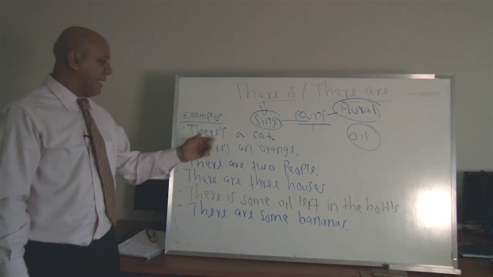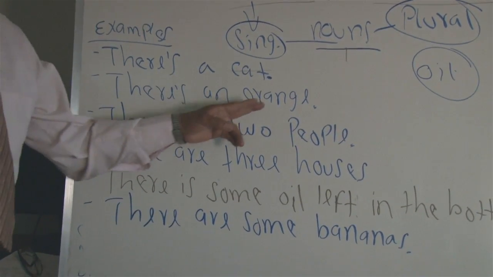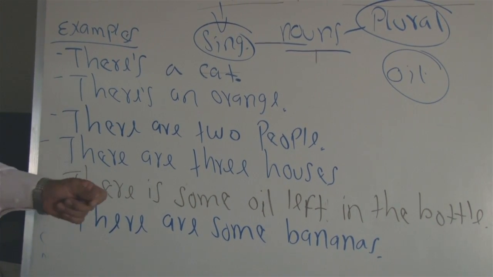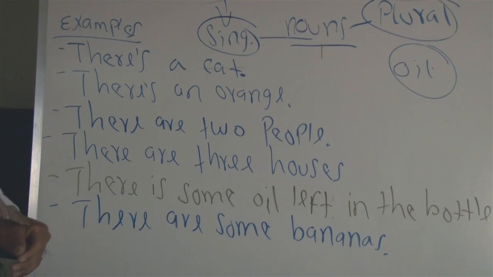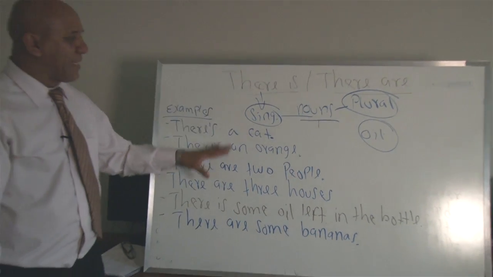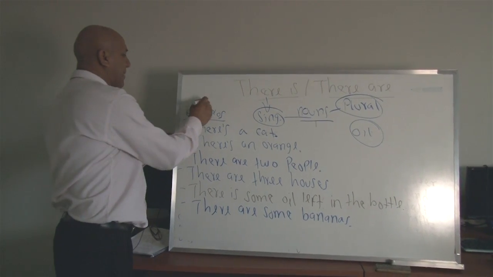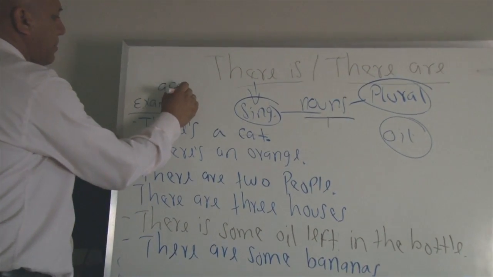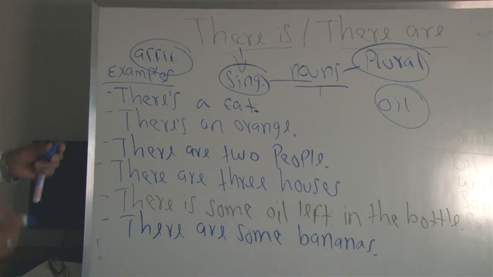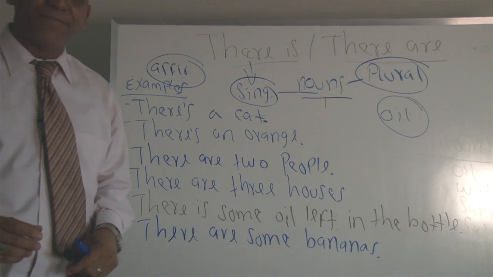So let's repeat. There is a cat. There's an orange. There are two people. There are three houses. There is some oil left in the bottle. There are some bananas. These are affirmative sentences.